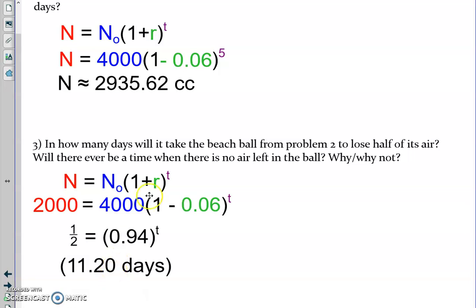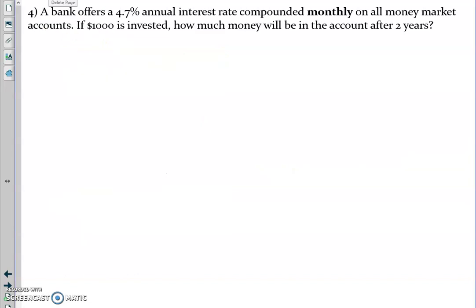So I asked, how many days will it take? I should probably round that. And if you think about it, I think the rounding needs to go to 12. I didn't answer the second part of this. That's something we'll discuss tomorrow. So give that second part some thought. Meanwhile, let's move on to problem number 4.